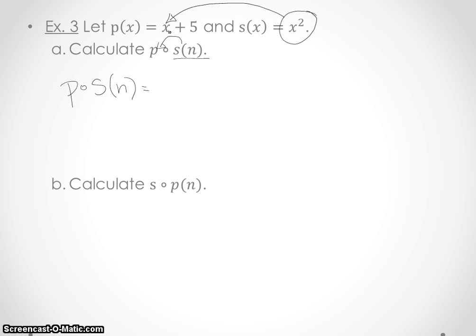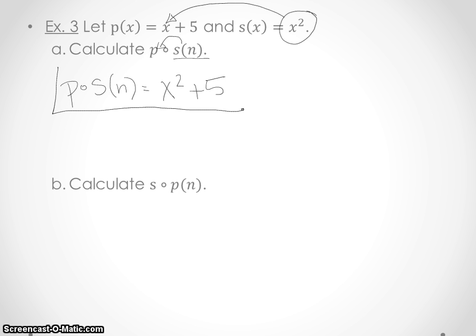So that's right here. We have x squared now coming from over here, plugging it in right here, but we still need this plus 5. Okay, so p of s of n is x squared plus 5. Can we simplify? Can I actually add these together? No, because these are not like terms.